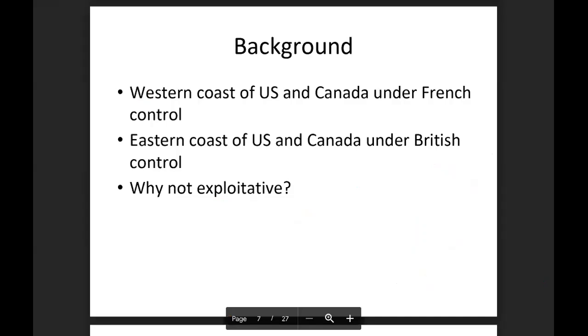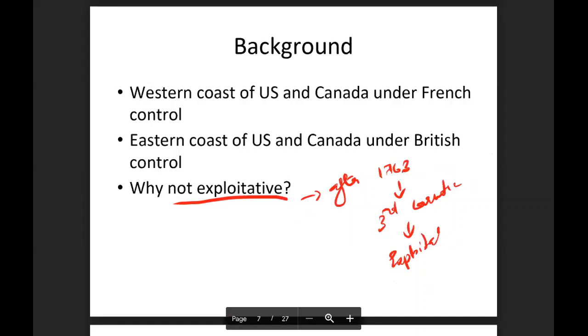You may be thinking that colonization means exploitation, but they were not exploitative. Why are we talking about this point? Because after 1763, that is after the Third Carnatic War, they started to become exploitative. I'll tell you why this happened in the next slide. That is why I'm emphasizing that before this they were not exploitative. Now after 1763, after the Third Carnatic War, they became exploitative, and that is the reason for the American Revolution.